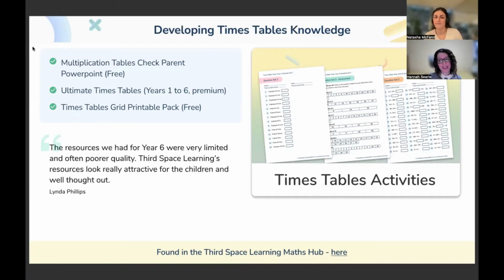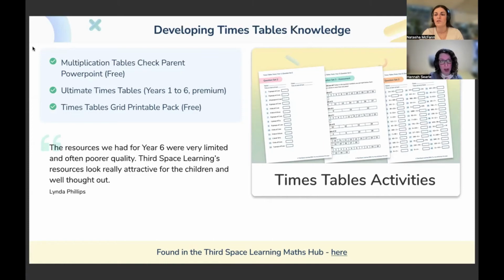But actually, times tables are a real foundational knowledge that is so important for pupils to have. If you think about fractions, understanding your times tables before you understand fractions is very important because they go hand in hand. So we do have a whole range of resources that you can go and have a look at to try and develop your pupils' times tables.